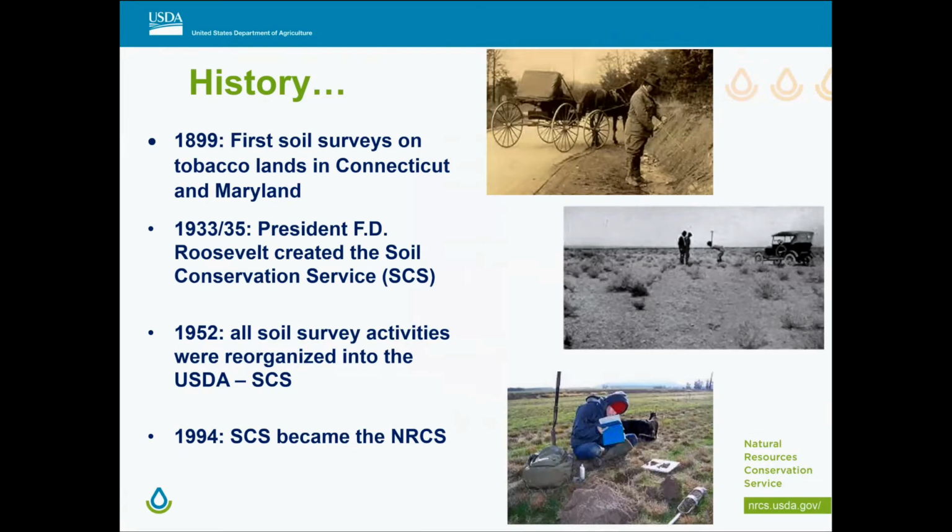The first soil survey was conducted in 1899. It was funded by the Agriculture Appropriations Act of 1896, and really the focus was on farmed regions. And then between 1900 and 1930, soil science really started to become its own distinct discipline that was separate from geology.